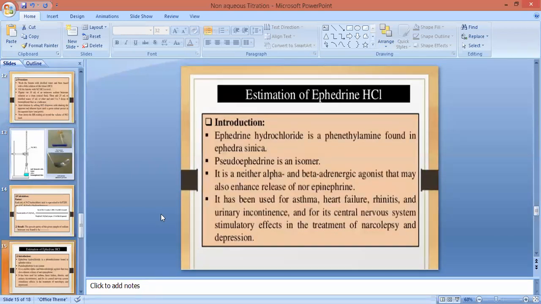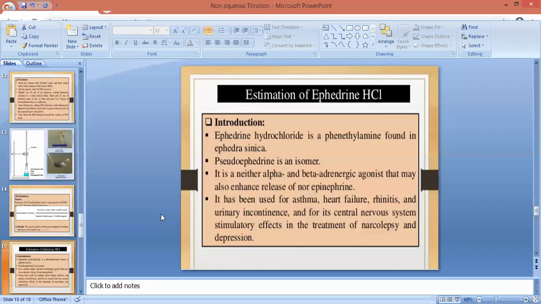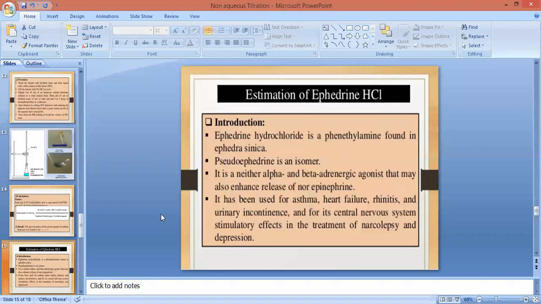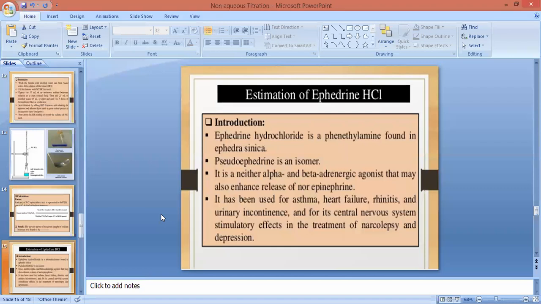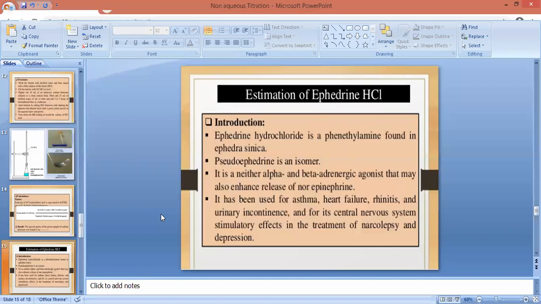The last point of non-aqueous titration is the estimation of ephedrine hydrochloride. Ephedrine hydrochloride is also weak in nature. So with the help of an organic solvent, we will first improve the solubility of ephedrine hydrochloride. Then we are going to treat it with a standard substance. So first is the introductory part of ephedrine hydrochloride.